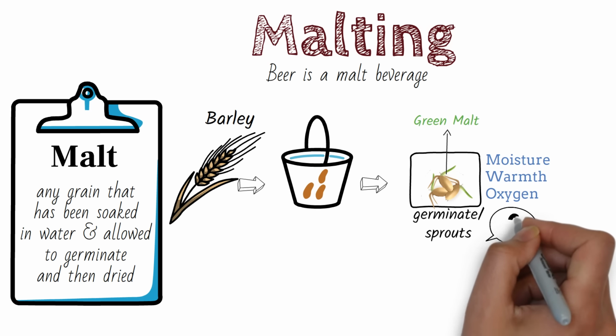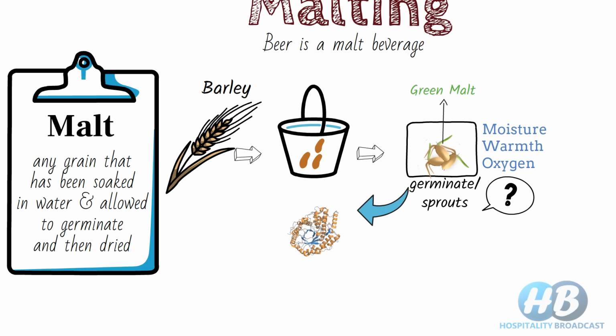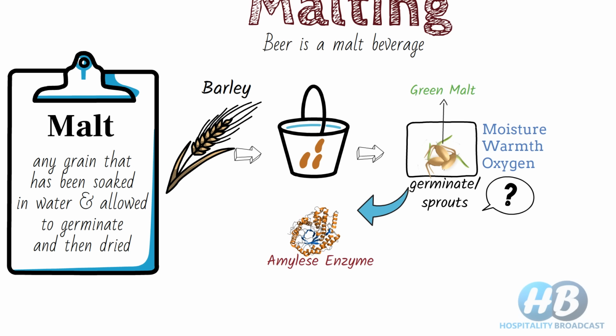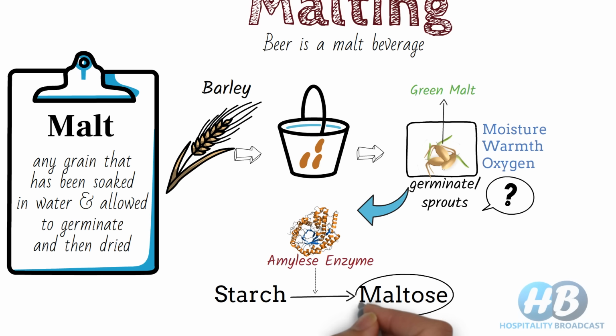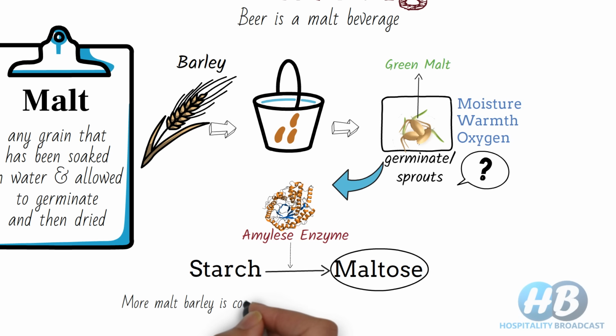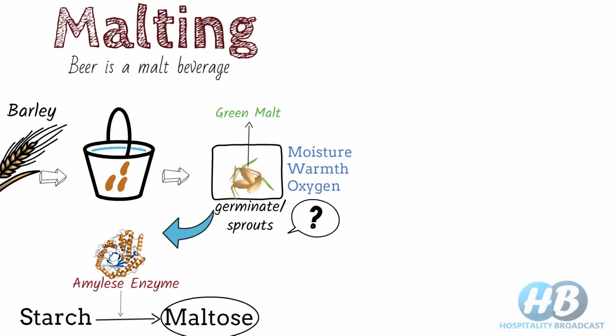Now why is this germination process so important? This germination process actually allows formation of the amylase enzyme, normally alpha and beta amylase. This amylase enzyme helps in breaking down starch into maltose. This maltose is a form of sugar. In simple terms, more malted barley is converted into sugar, meaning you get more alcohol. If you don't understand, don't worry, we will cover it again in the fermentation step.